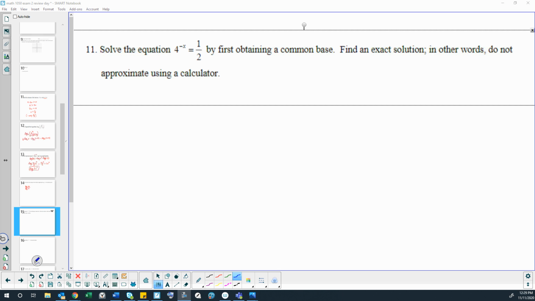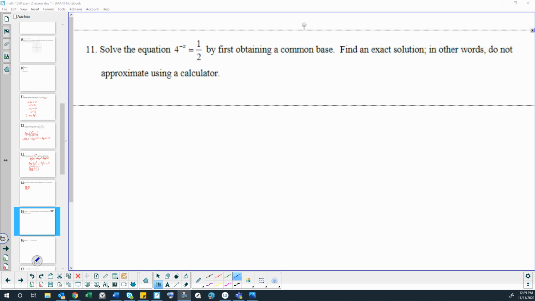Okay, chapter 4, number 11. I'm actually going to go through 2 different ways to do this problem. Now, the first way that I would do this would be from noticing that base 4 and 1/2 can be the same base if we change it.